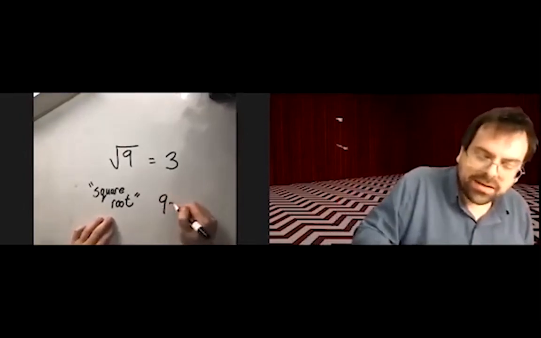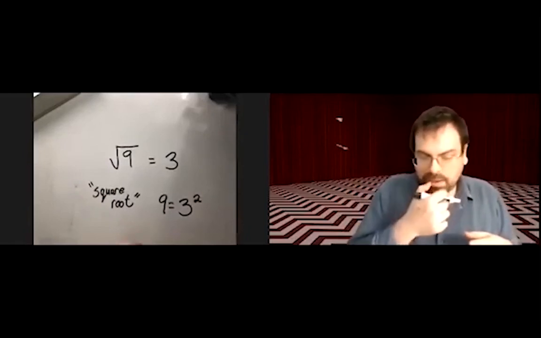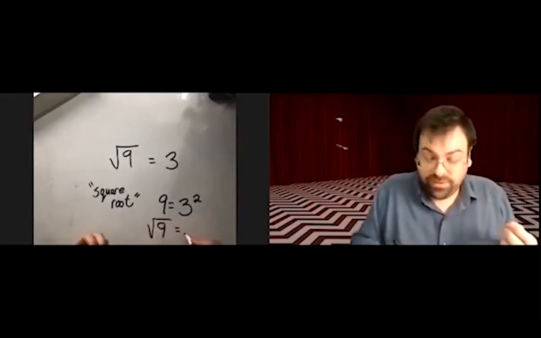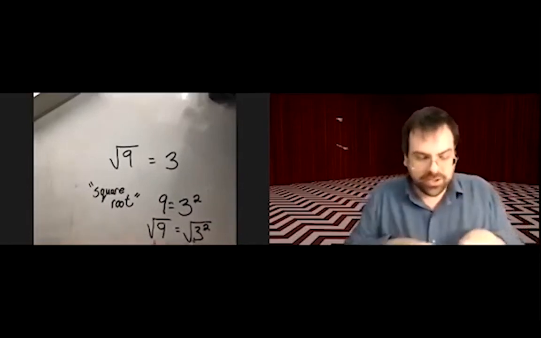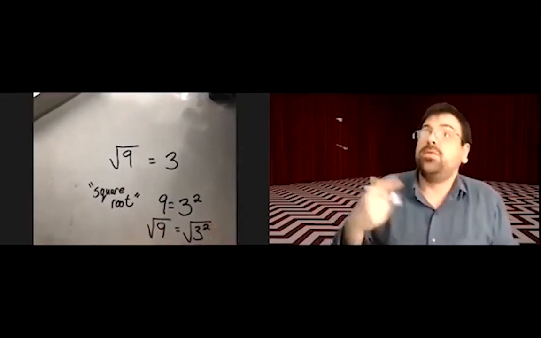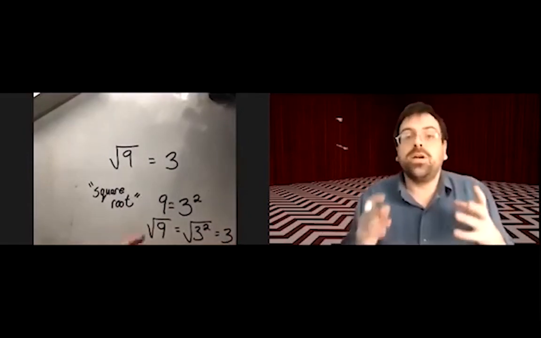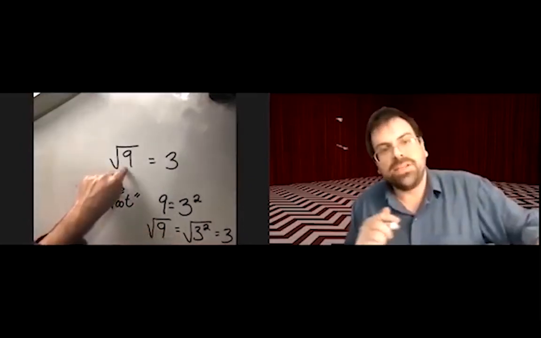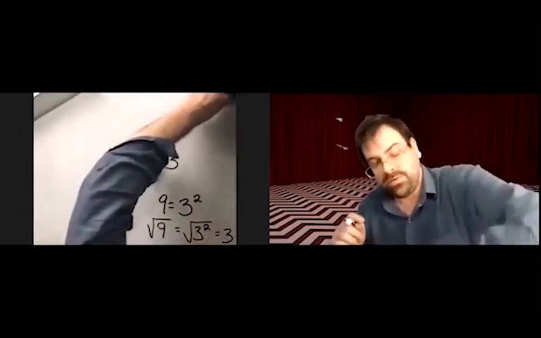Notice that 9 is 3 squared, 3 times 3. A square root gets rid of the square. They're inverses. They undo each other. So if the square root of 9 is the square root of 3 squared, the square and the square root get rid of each other and just leave us with 3. A square root is the number times itself that will give us whatever is underneath the radical, whatever is underneath the square root sign.